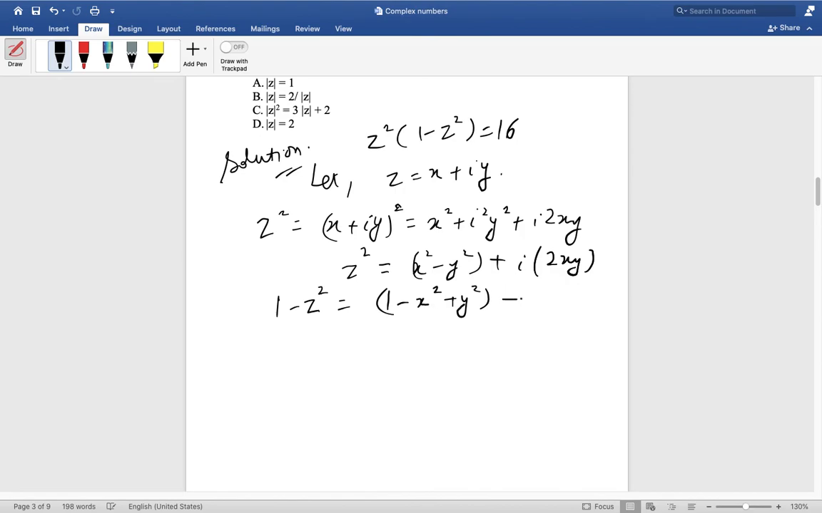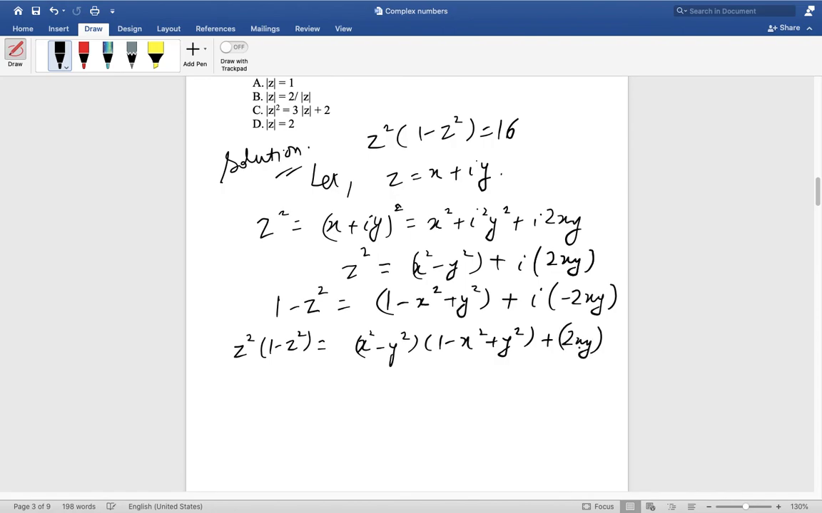So this sign will become negative, or I will take the negative inside. There you go. So what will be z square into 1 minus z square? This. X square minus y square plus iota 2xy into 1 minus x square plus y square plus iota minus 2xy. Let us divide it into real and imaginary parts. So x square minus y square into 1 minus x square plus y square will be the real part, plus iota and iota, this will also be real part because iota square will be minus 1. Minus 1 is real, so minus 1 into this minus will be plus, so 2xy whole square.